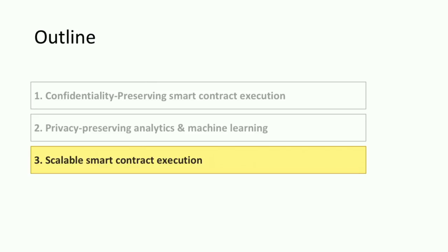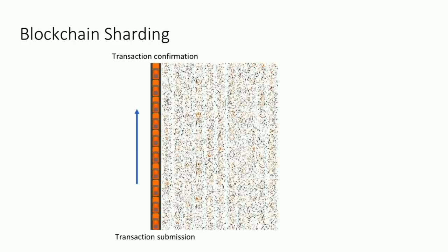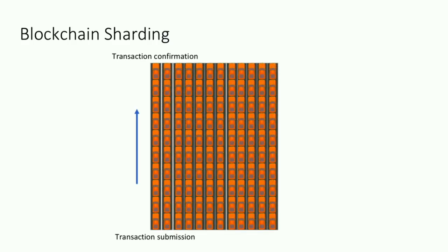Now let me briefly talk about the third component technology, scalable smart contract execution. Again, I don't have a lot of time left, so let me go over this very quickly. Typically when people talk about blockchain scalability, one thing that people immediately think about is blockchain sharding. It's like you have one lane of cars, but now you have many lanes in parallel to improve the throughput of the traffic.